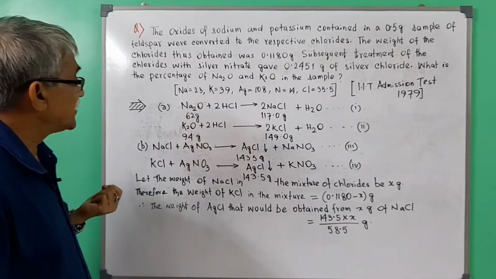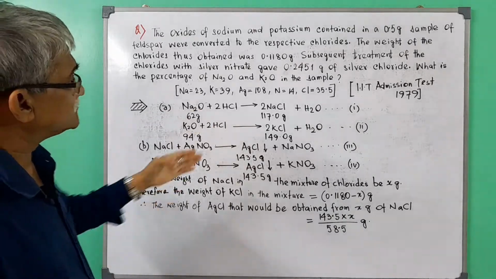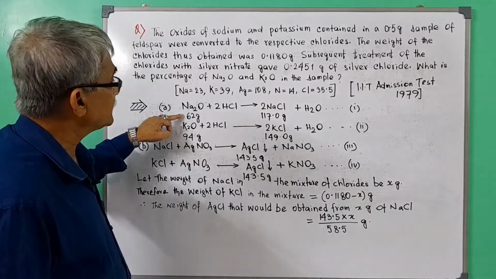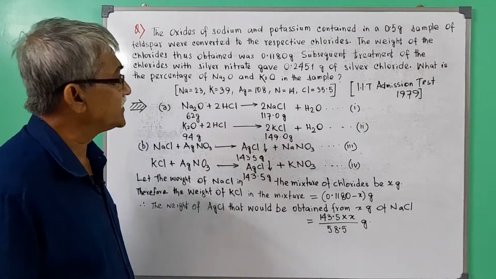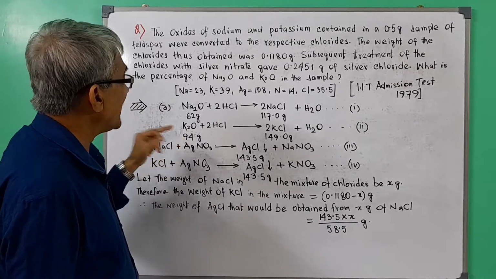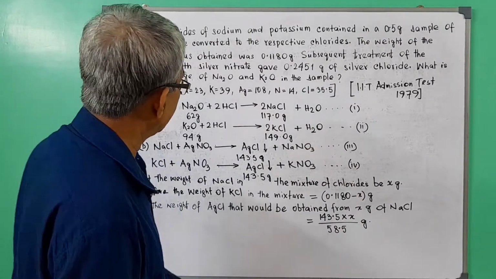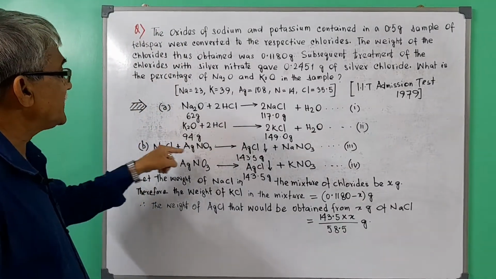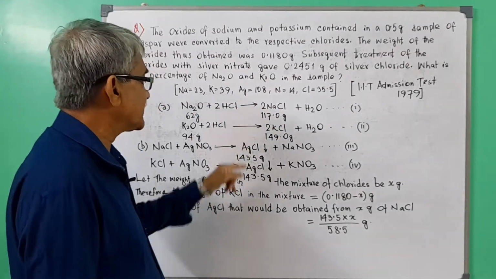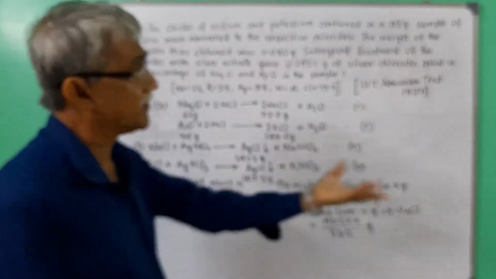Okay, let us do it. The subsequent reactions will be Na2O plus 2HCl converts to 2NaCl plus H2O. This is the molecular weight, 62 gram, and this is 117.0 gram. Equation number 1. K2O plus 2HCl, this is 94 gram, gives 2KCl, 149.0 gram, plus H2O. Equation number 2. Next is NaCl plus AgNO3. We are reacting, so the silver chloride will be precipitated, a white precipitate, 143.5 gram, plus NaNO3, that goes into solution.